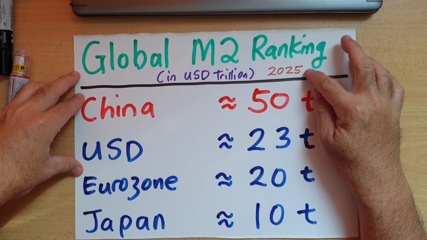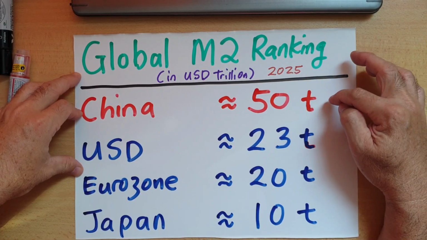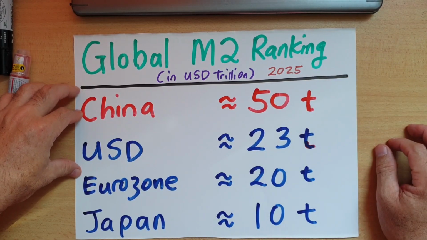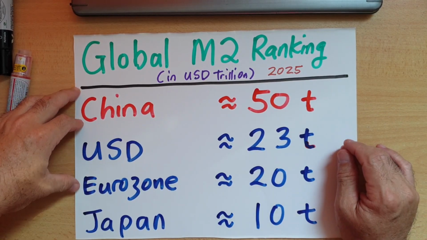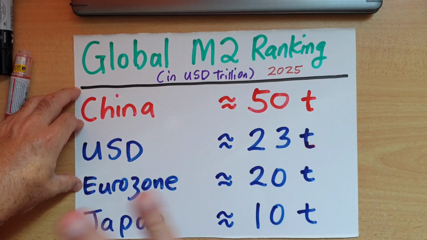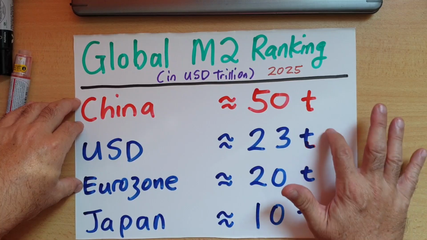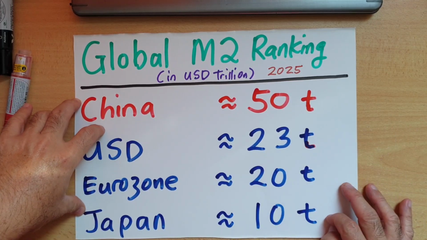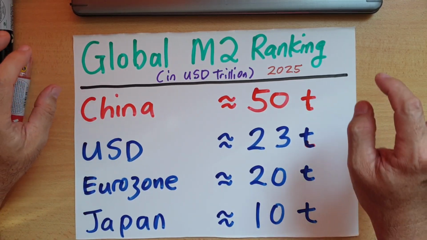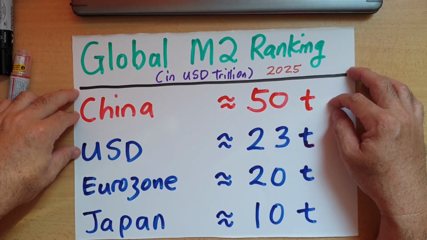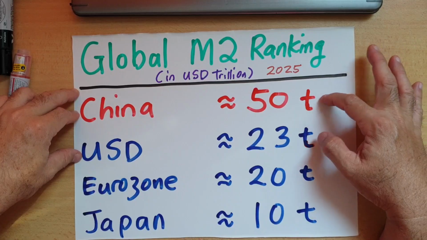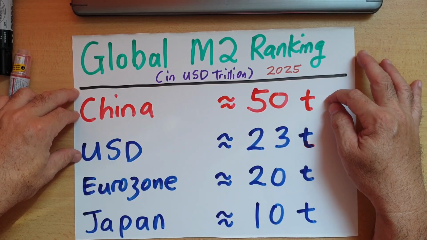Now, if you look at the M2 comparison globally, using the US dollar as a common benchmark, for end of 2025, China already reached 50 trillion. Wow. The US is 23 trillion, and the Eurozone, or the euro added together, is about 20 trillion, slightly lower than the US, and Japan is 10 trillion. So you might ask, how come China is ranked number 2 in the world economy, but in M2 ranking, it's higher than the US?